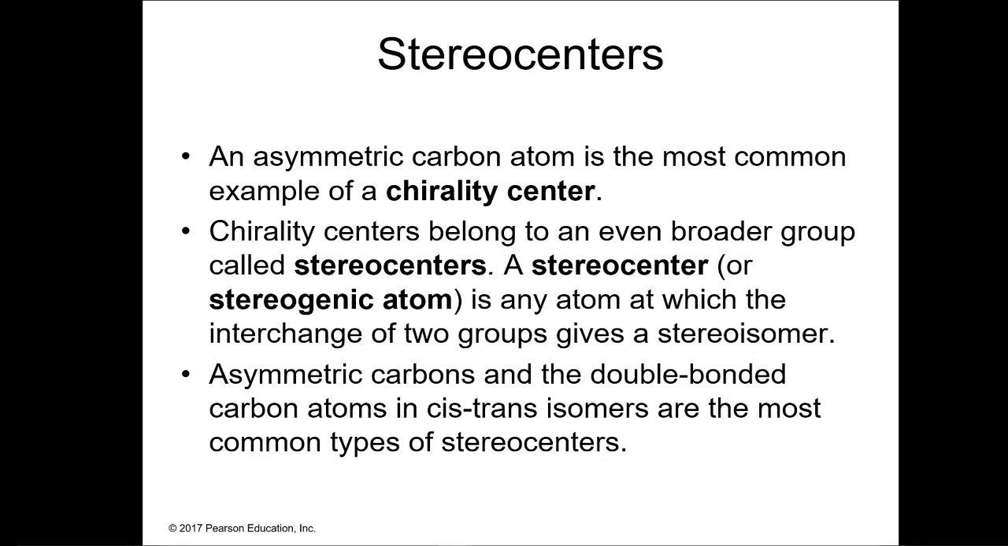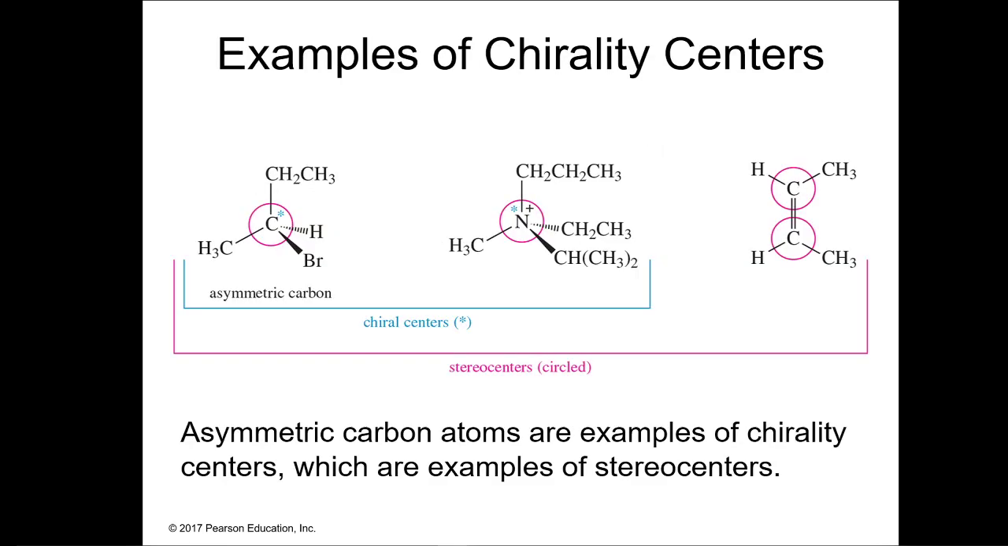Okay, so every asymmetric carbon is what's called a stereocenter or a chirality center. Okay, so a stereocenter, as the definition is here, is any atom in which the interchange of 2 groups gives a stereoisomer. So the ones that we're most concerned with are asymmetric carbons and carbon-carbon double bonds, right? Cis-trans. So now cis-trans is not chiral. Okay, chiral specifically refers to these asymmetric carbons.